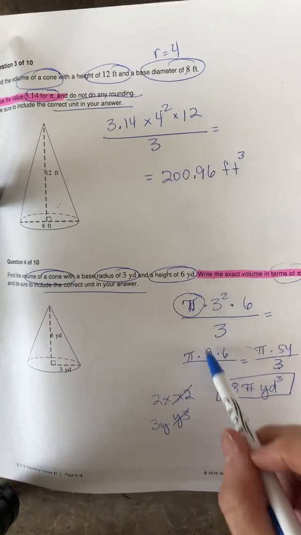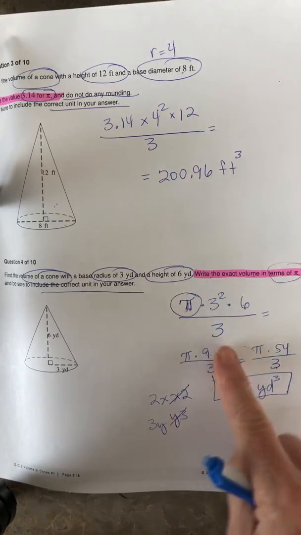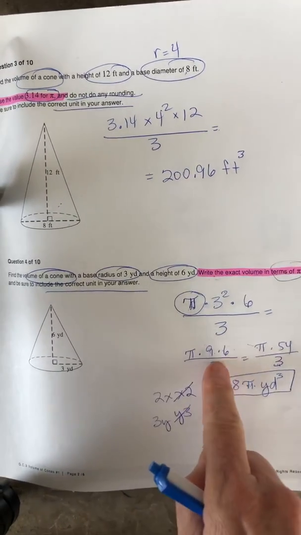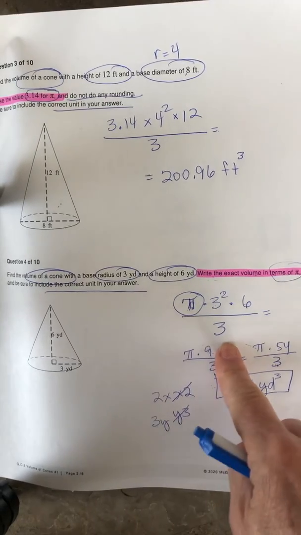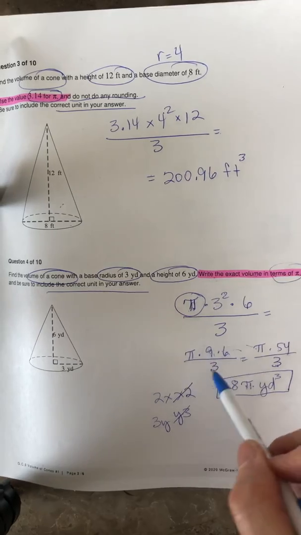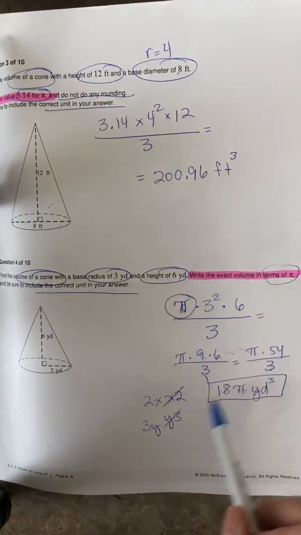simplify here if you wish. You could either take 9 over 3, 6 over 3, and then multiply it times the other number that you weren't covering up, or multiply them all across the top and then divide by 3. It doesn't matter. You'll still get 18.